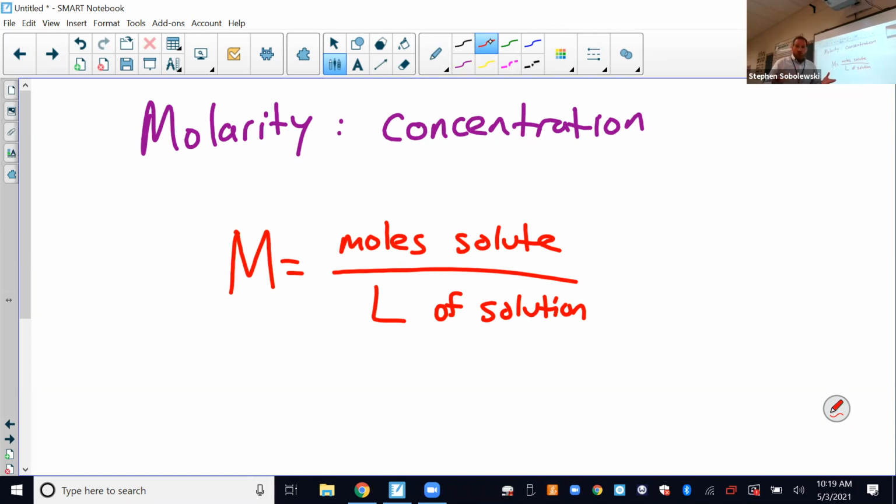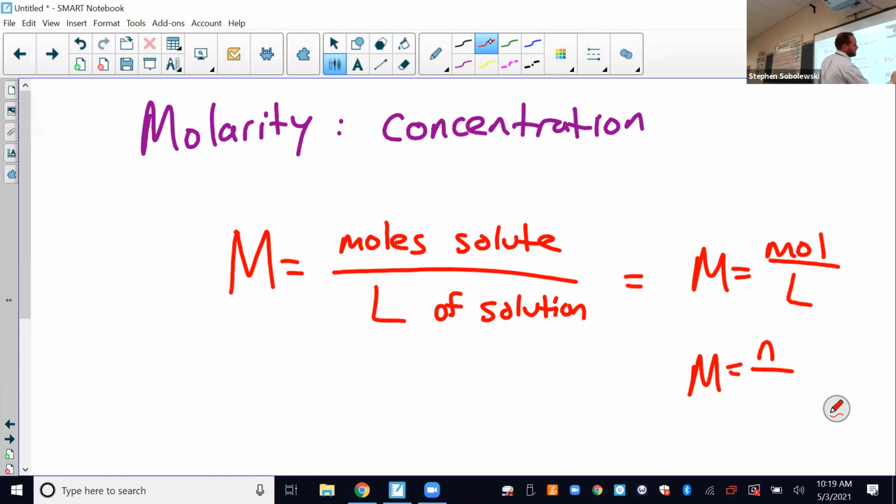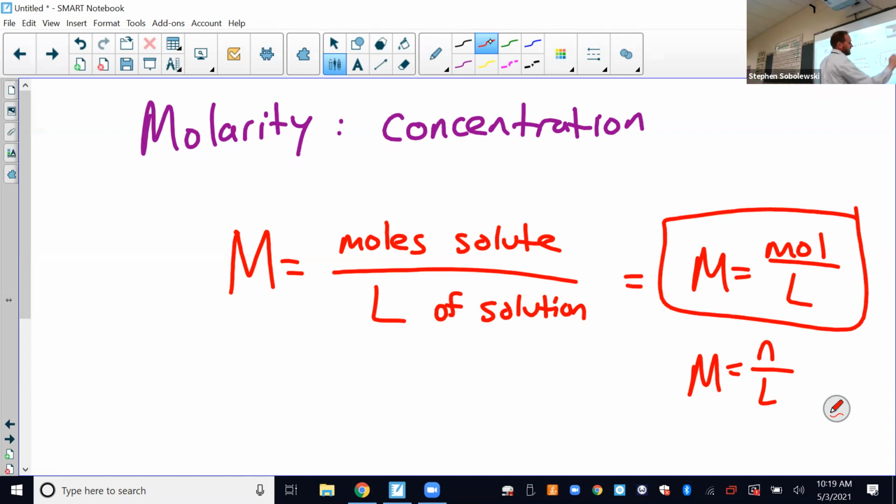Now, in Chem 1-2, we're just going to simplify this down to molarity equals moles over liters, or sometimes you'll see it written as M equals N over L, where N is number of moles. I usually say number of particles for N, but M equals N over L as long as N equals moles. So I tend to go with this formula here, molarity equals moles over liters.